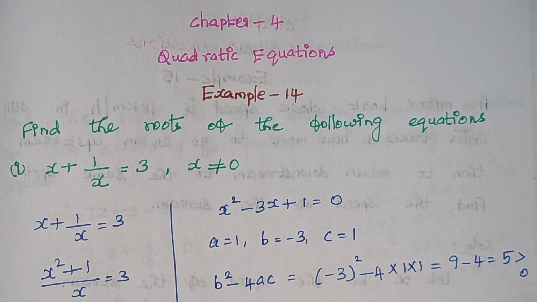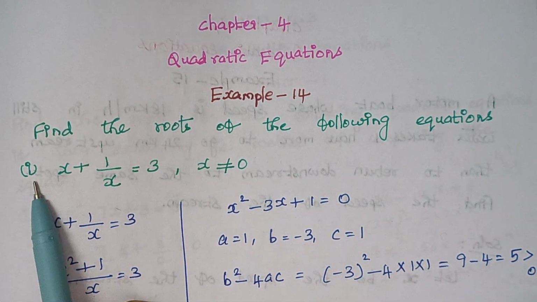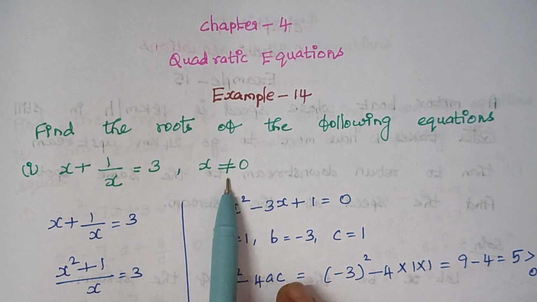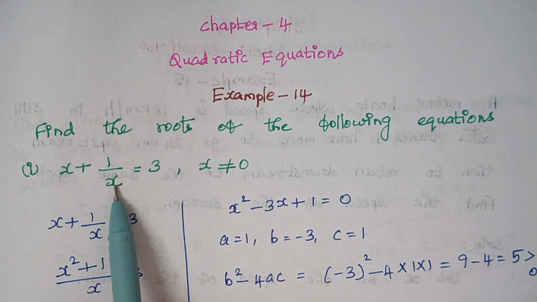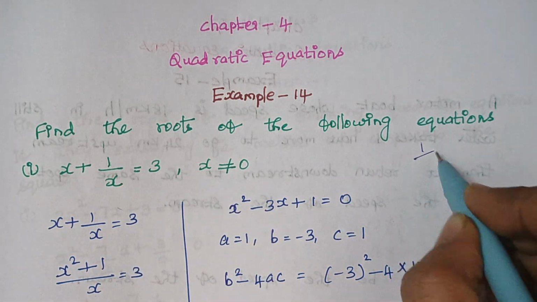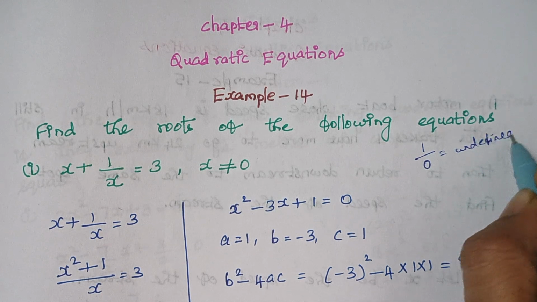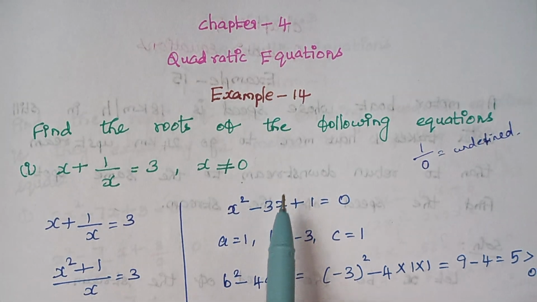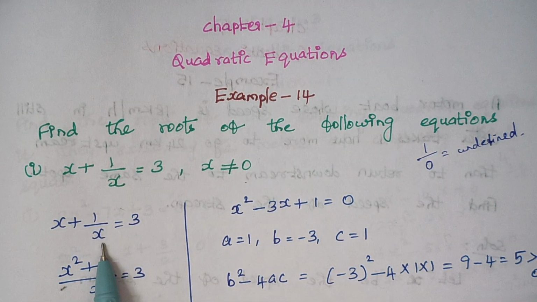So example 14 is find the roots of the following equations. The first one is x plus 1 by x equal to 3. The value of x is not equal to 0. Why? Because here when this term is made 0, any number divided by 0 is always undefined. So that's the reason they are mentioning the value of x should not be equal to 0. Right. So x plus 1 by x is equal to 3.